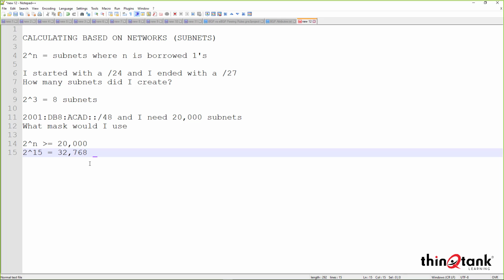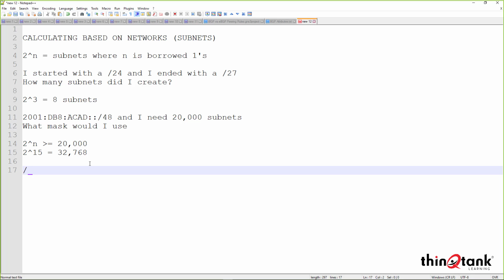But anyway, we've calculated 2 to the 15, which means my new mask needs to be what? /48 plus 15, /63, right? So it's a very simple calculation. Based on the number of subnets, we use a simple formula, and we say, okay, how many bits am I going to borrow to create those subnets? All right?